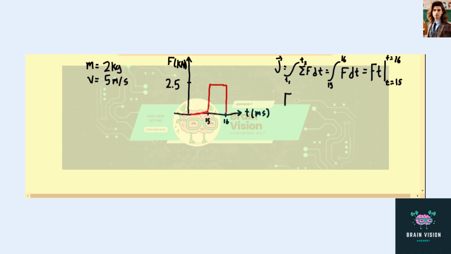Now our force, as was made clear by the graph, is equivalent to 2,500 newtons, 2.5 kilonewtons. This means F times t will be equal to 2,500 newtons times 16 times 10 to the minus 3 seconds, the value of 16 milliseconds, minus 15 times 10 to the minus 3 seconds.